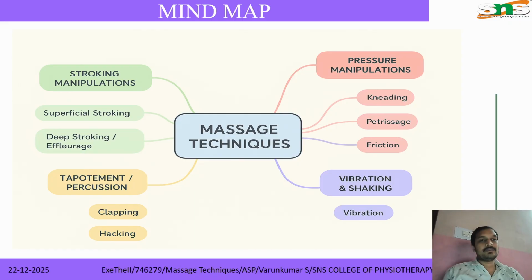The mind map of massage techniques involves stroking manipulation, superficial stroking or deep stroking. The techniques also involve tapotement or percussion, clapping, hacking, pressure manipulations, which involve kneading, petrissage, friction, and then vibration and shaking. So this is the overview of today's class, which is massage techniques.